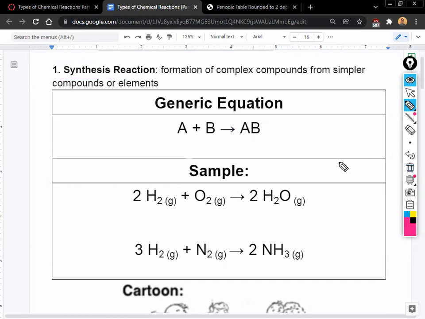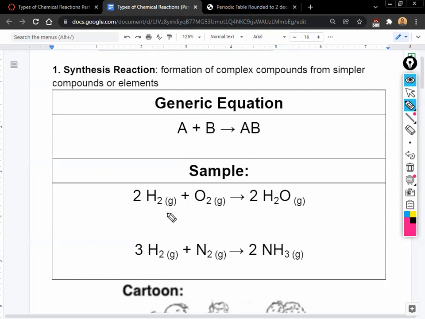So again, synthesis is when you have 2 or more different chemicals and they combine to make a bigger one. Okay, so for those of you that like Dragon Ball Z, it's like a fusion. They do a fusion dance and they make Gogeta. So again, you get 2 or more individual things and they combine to make a bigger one.